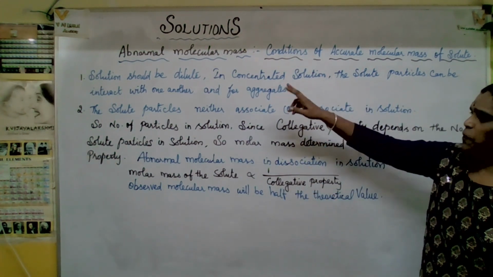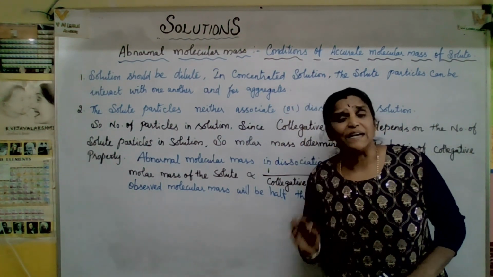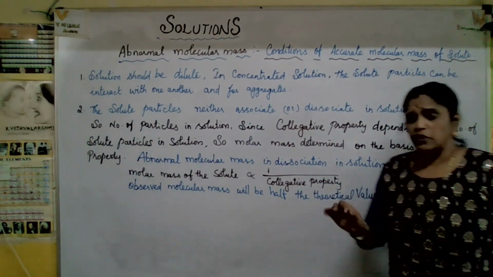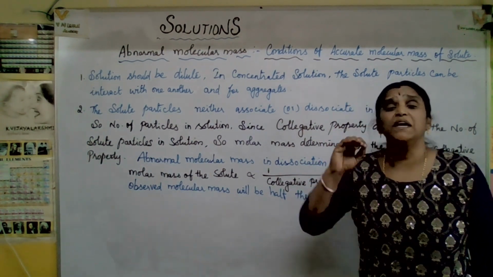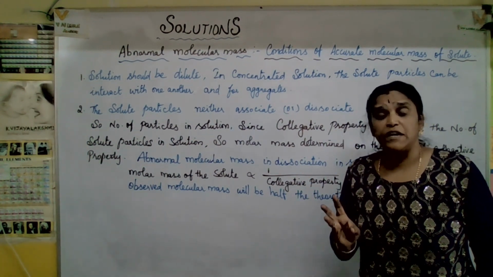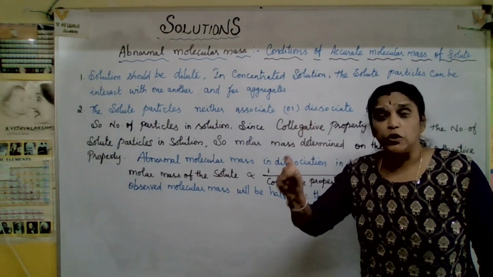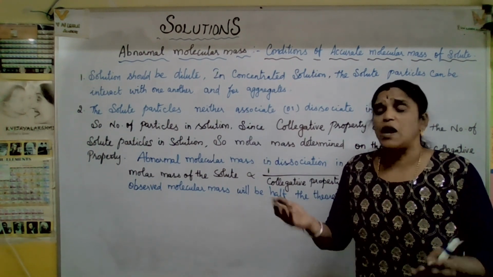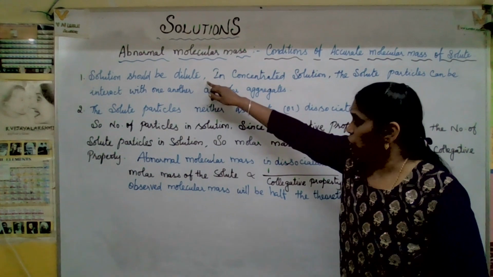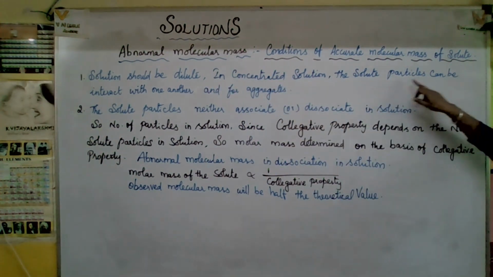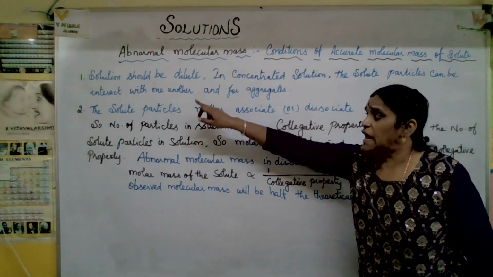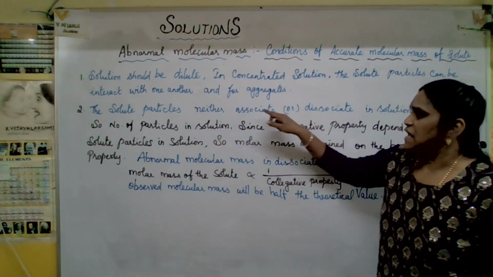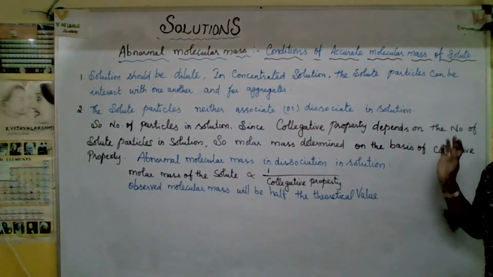Now in the abnormal molecular mass, what are the conditions to be applied? Conditions for accurate molecular mass of the solute. First and foremost, the solution should be dilute. Why should the solution be dilute? So that the molecules of the solute particle can easily associate as well as dissociate. In a concentrated solution, the solute particles can interact with one another. The solute particles should neither associate nor dissociate in the solution.